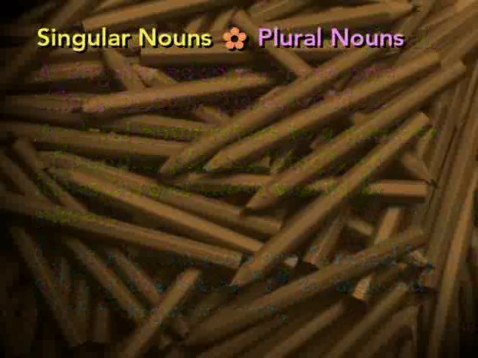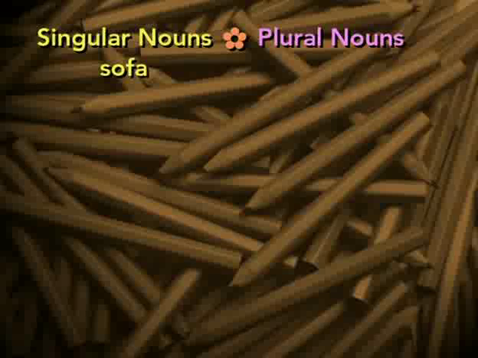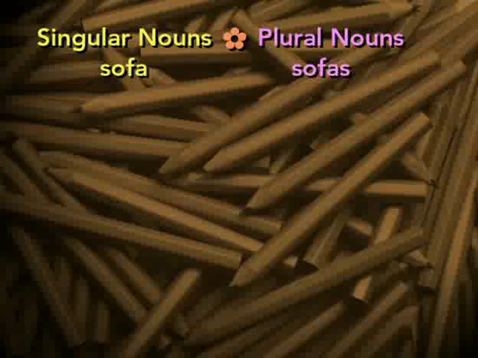So, for example, the common noun sofa would be made plural simply by adding an S at the end and turning it into sofas. If you have one sofa in your living room, you would spell it S-O-F-A. If you have two sofas or more, you would add an S at the end and the word becomes sofas, which is plural for sofa.